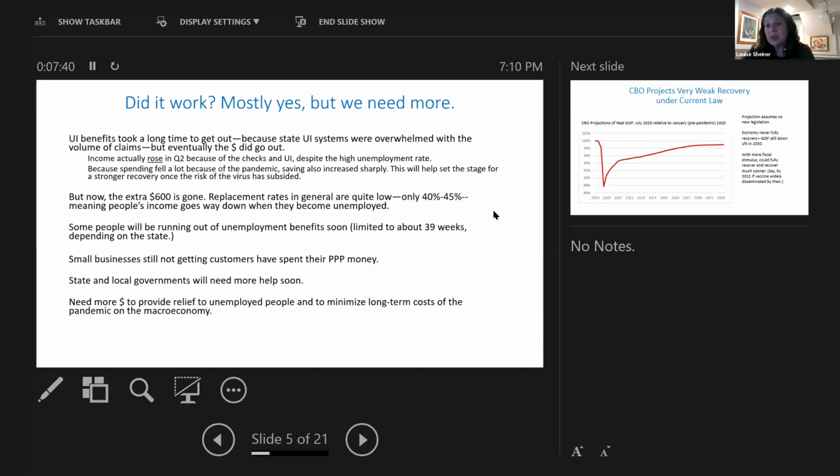And so people are still okay, but they're going to start running out. Small businesses, particularly in areas like travel and restaurants, are still not really operating anywhere near capacity, and it's going to be worse in the winter, and they have no more PPP money.